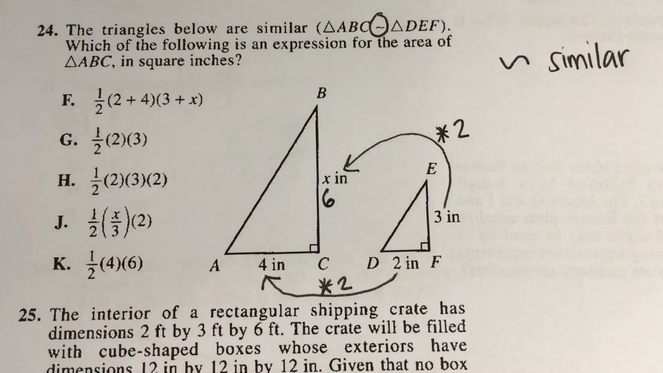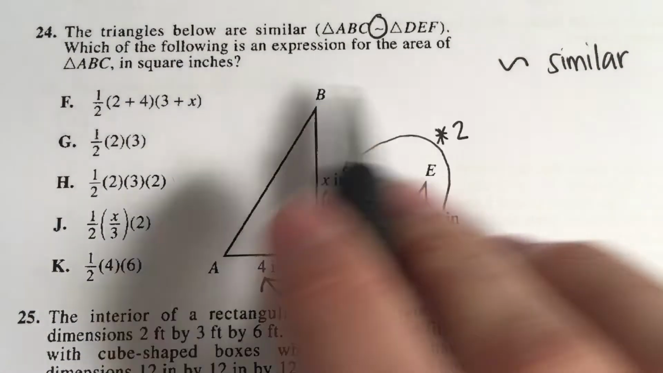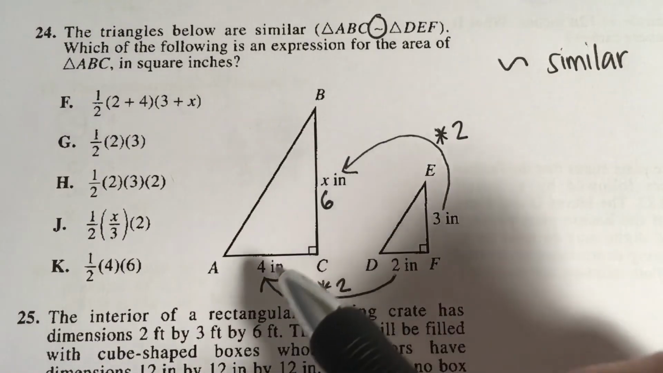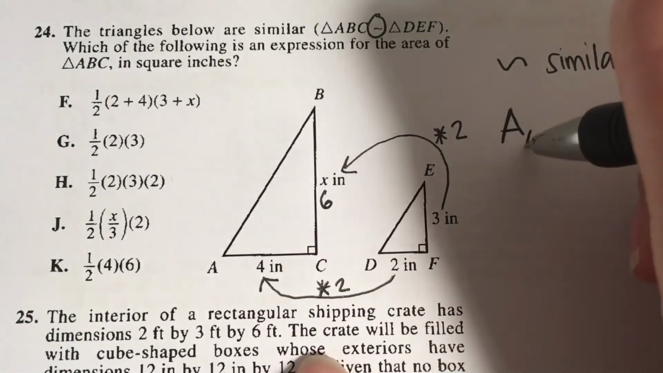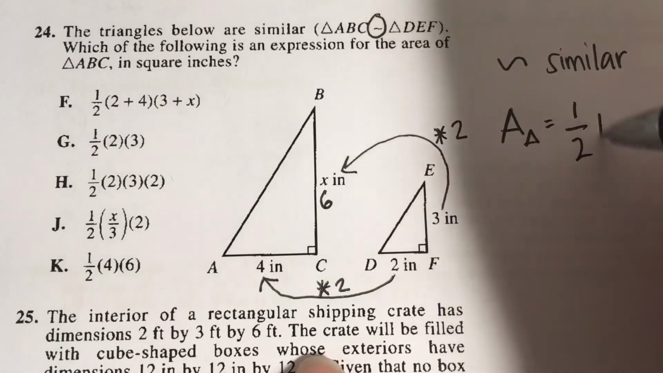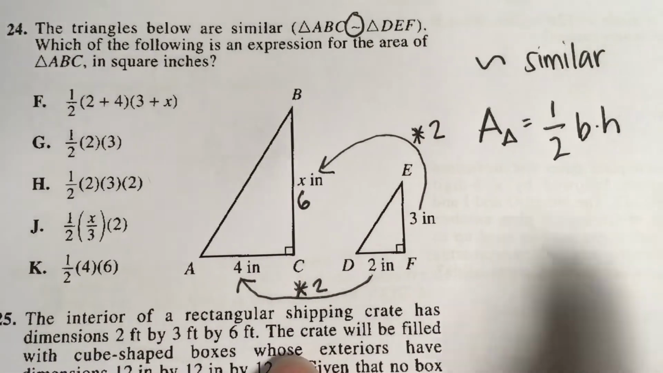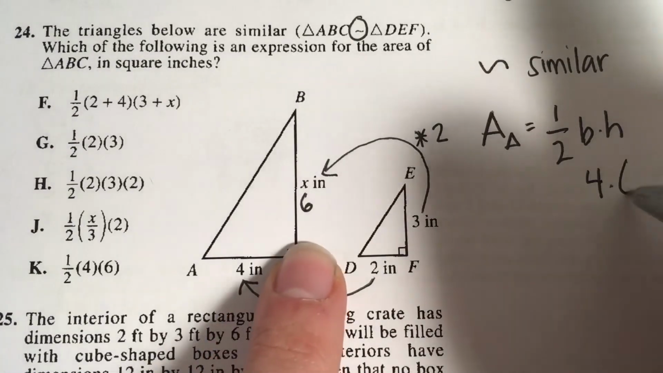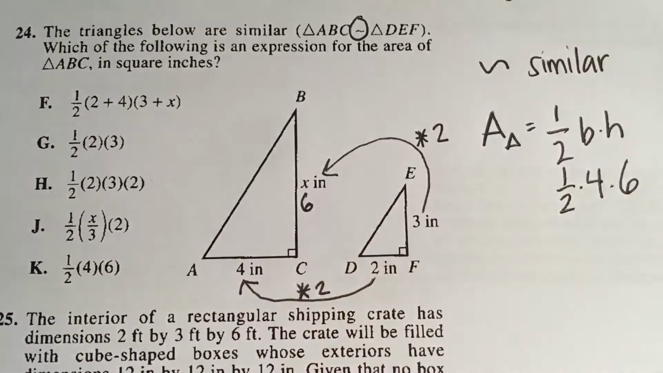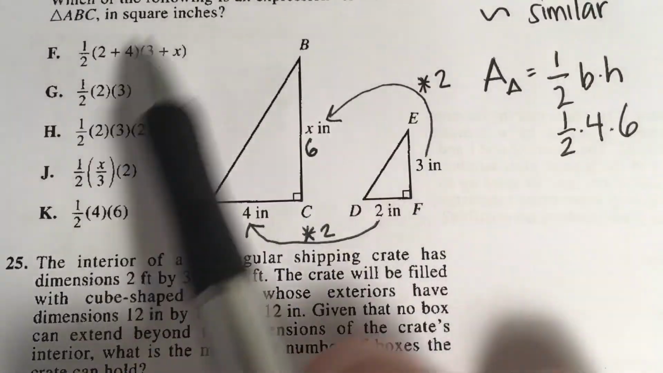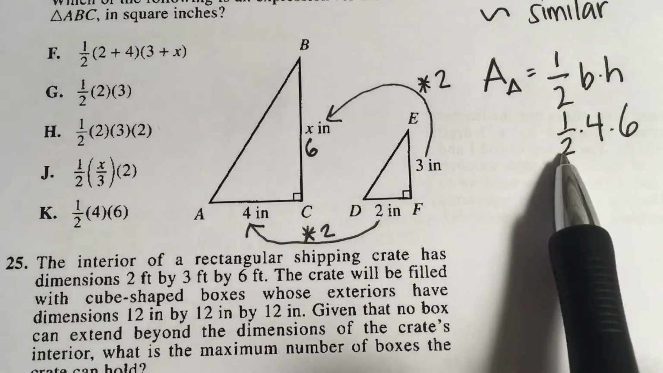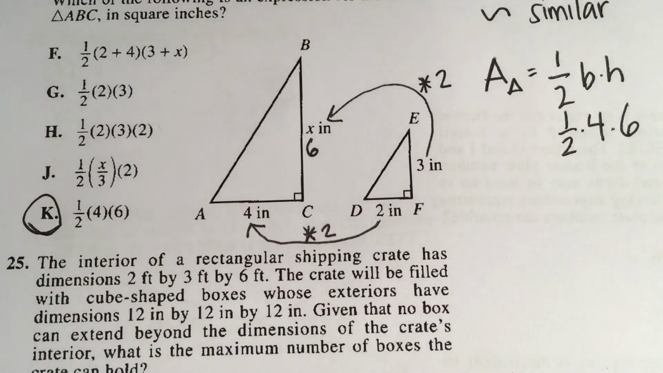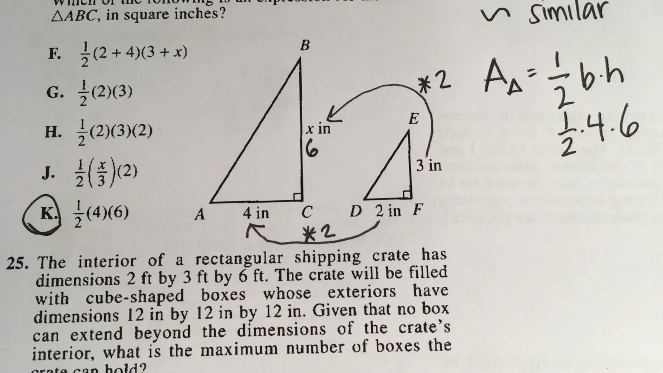Right? So if I want to know the area of ABC in square inches, ABC is this triangle over here. I know that the area of a triangle is 1/2 base times height, or base times height divided by 2. So I have my base of 4 and my height of 6, and I still have the 1/2 there. So in this case, they don't even want us to solve it here. We're just looking for the one that matches what we wrote, and that would be K. This one here. That is 24.